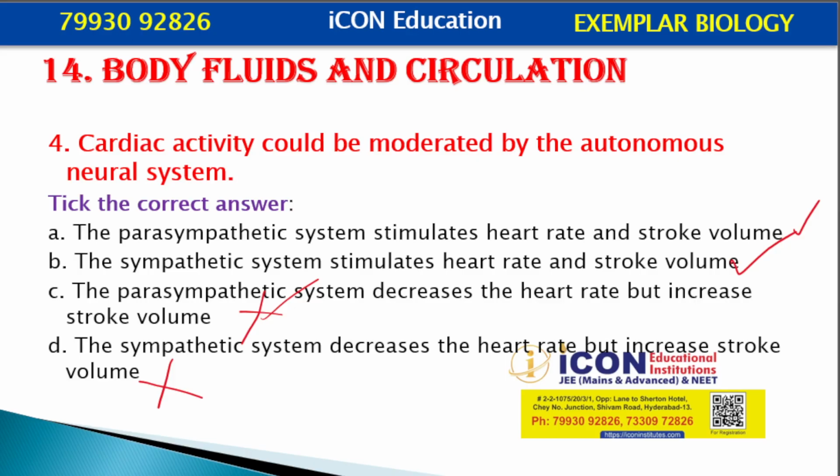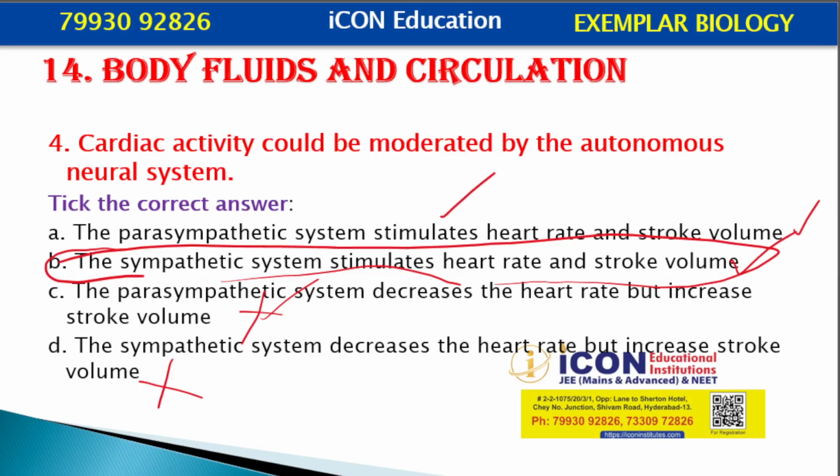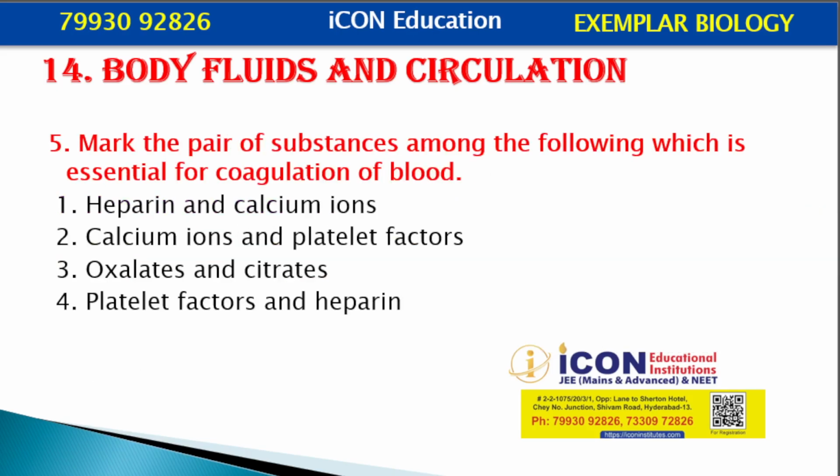Sympathetic system stimulates heart rate and stroke volume. We need to understand here that stimulate means increases. So in that angle I am selecting the sympathetic system, which stimulates the heart rate as well as stroke volume, whereas here stimulation means decreases. Parasympathetic is also correct, but it decreases the heart rate and stroke volume.